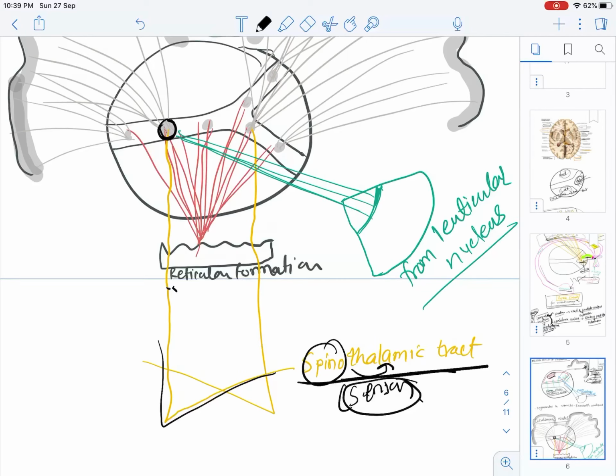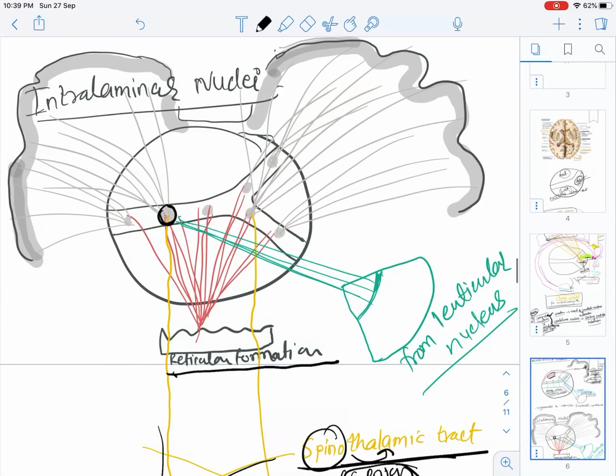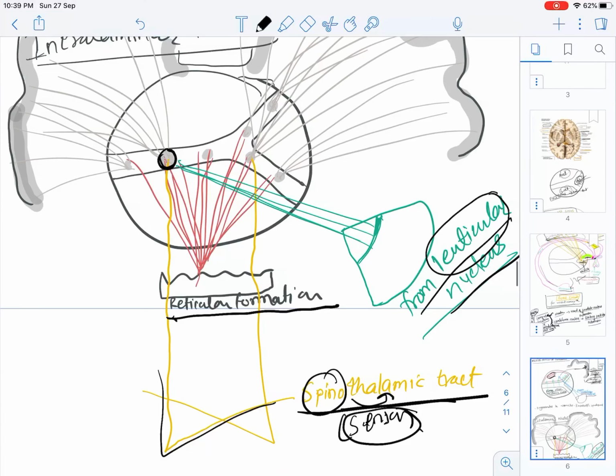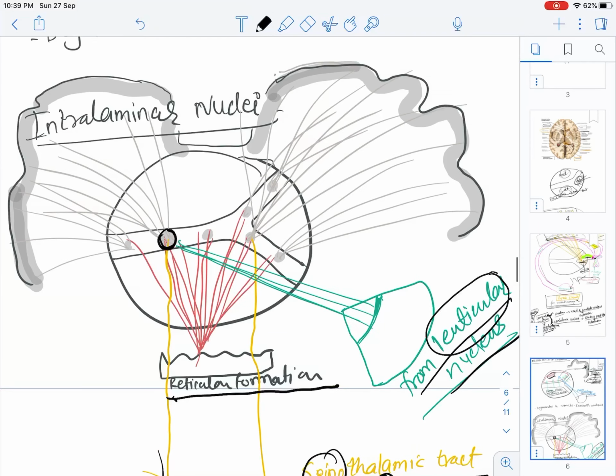Then secondary, this spinothalamic tract passes through the reticular formation and then comes to the intralaminar nuclei and then spreads out to the brain. Okay, the secondary connection that they receive is from lenticular nucleus. Again, now you know what is lenticular nucleus. So the important thing in these connections is that if the reticular formation is affected or the spinothalamic tracts are affected, then the intralaminar nuclei connections will be impaired.